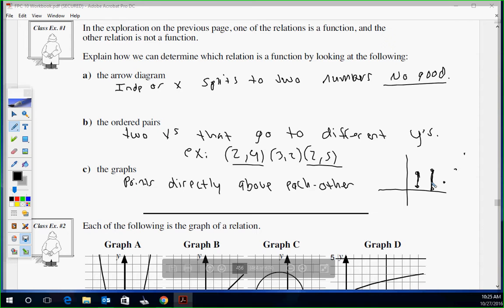Yep. What if it's just like one straight line that went straight up and down? It's not a function. Isn't it linear though? Correct. It is linear, but it's not a function. It's a function of x. We'll get to that later. But good question. Yeah. Correct. You can have a flat line. Flat line's good. Yep. Okay, good.